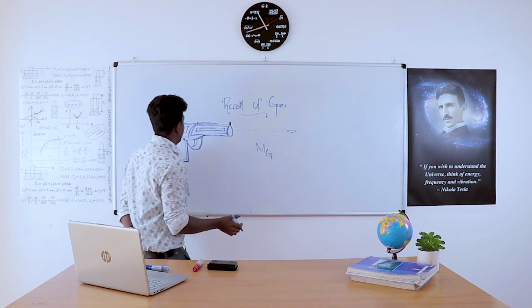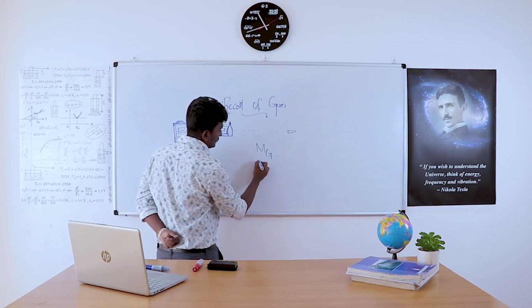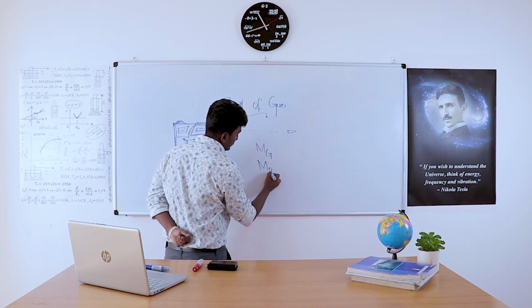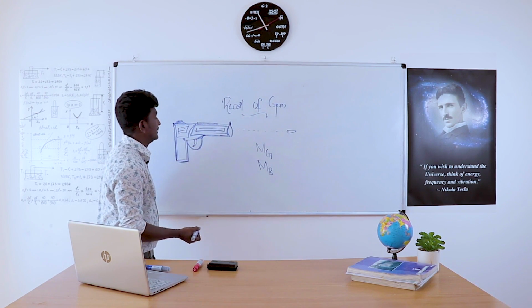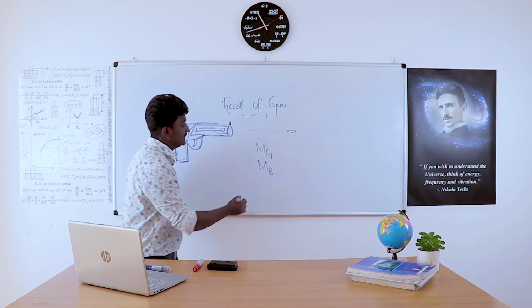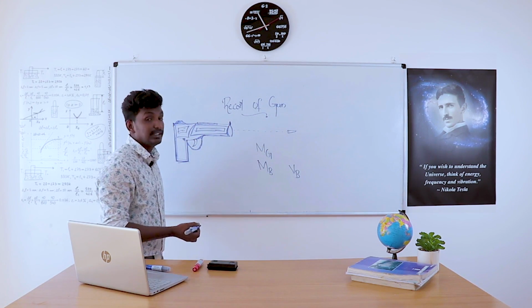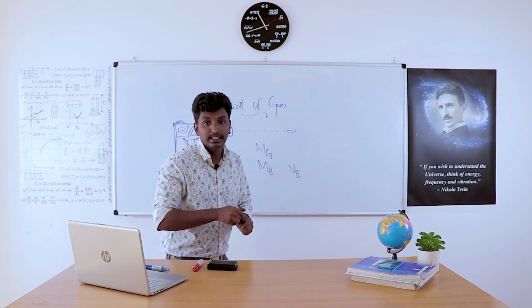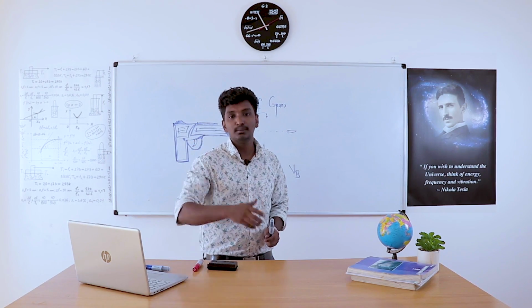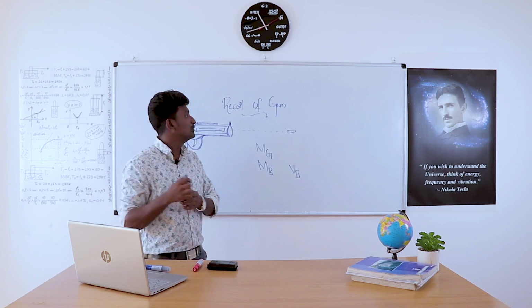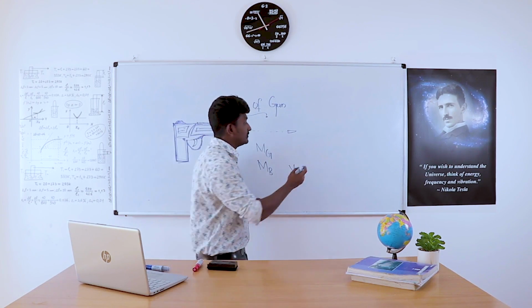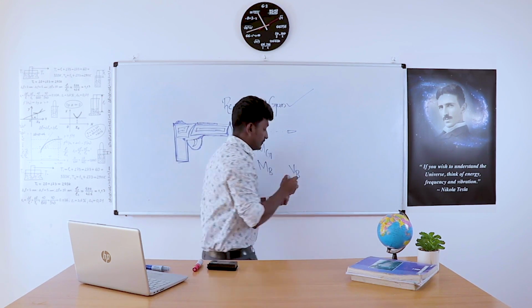Then the bullet has a mass of mb, and the bullet moves with a velocity vb. This is the velocity of the bullet. And when we are firing, at the time when the bullet moves forward, the gun will move backward, and that's what is called the recoil of gun.